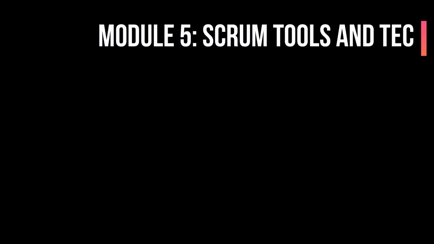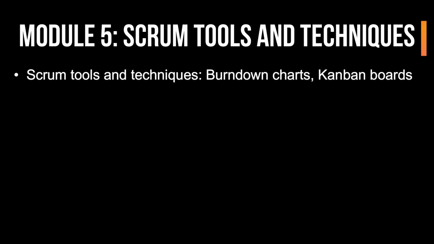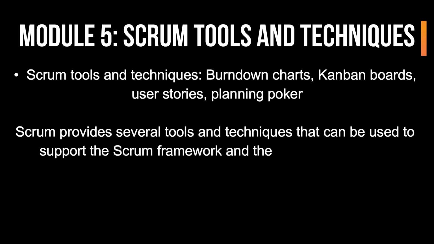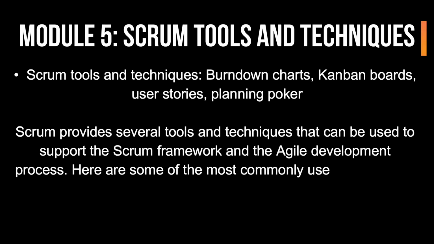Module 5, Scrum Tools and Techniques. Scrum Tools and Techniques: Burn Down Charts, Kanban Boards, User Stories, Planning Poker. Scrum provides several tools and techniques that can be used to support the Scrum framework and the Agile development process. Here are some of the most commonly used Scrum tools and techniques.